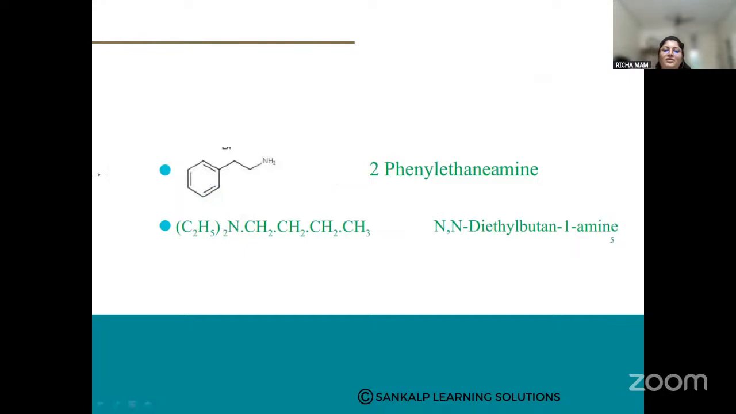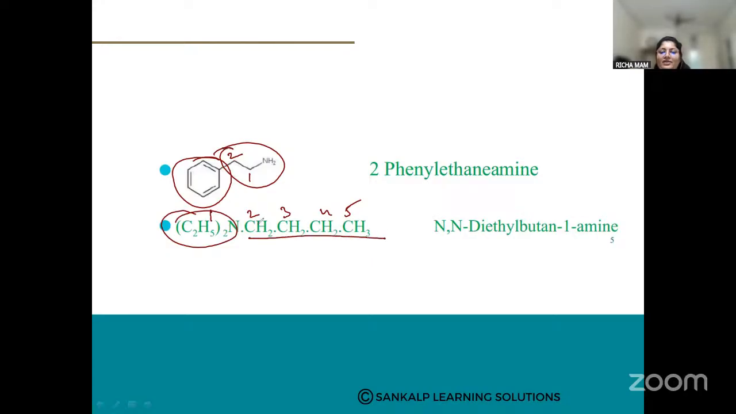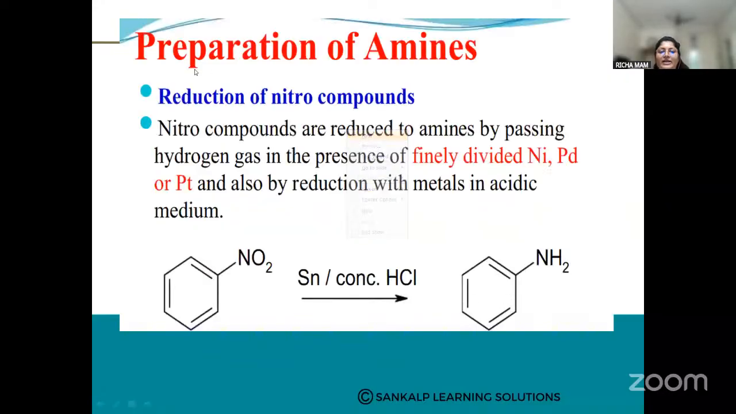Then this compound, how are you going to name the compound? So 1, 2. Okay, so at 2 position, you have phenyl group. So 2-phenylethanamine. Okay, then here 1, 2, 3, 4, 5. So N,N-diethylbutan-1-amine. Okay, so like this you're going to name. So this is the IUPAC nomenclature. Okay, you have to follow the rules and name the compound.